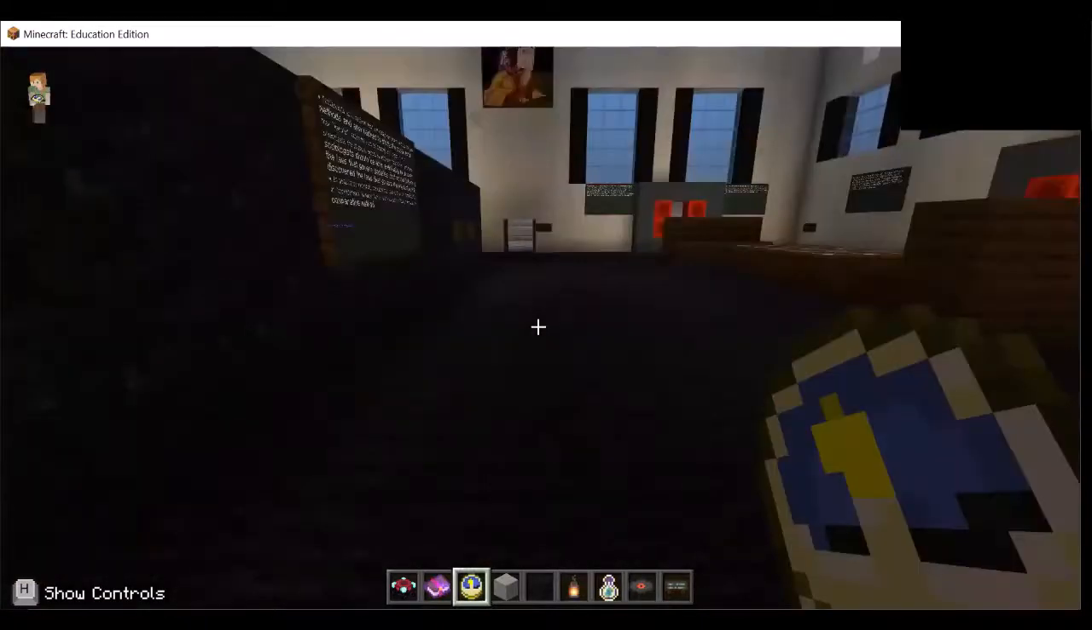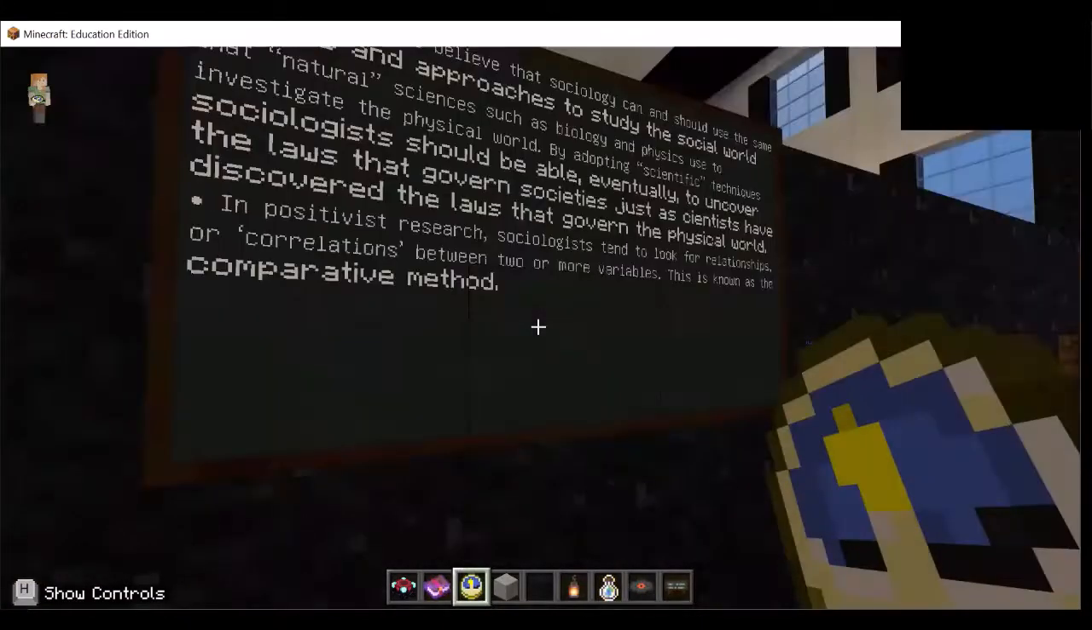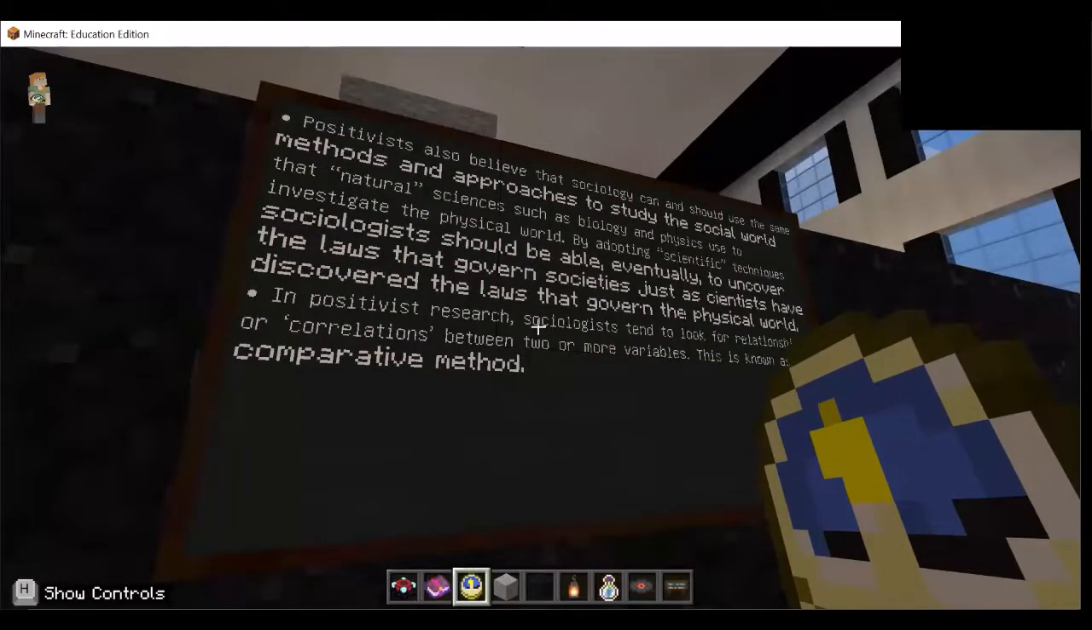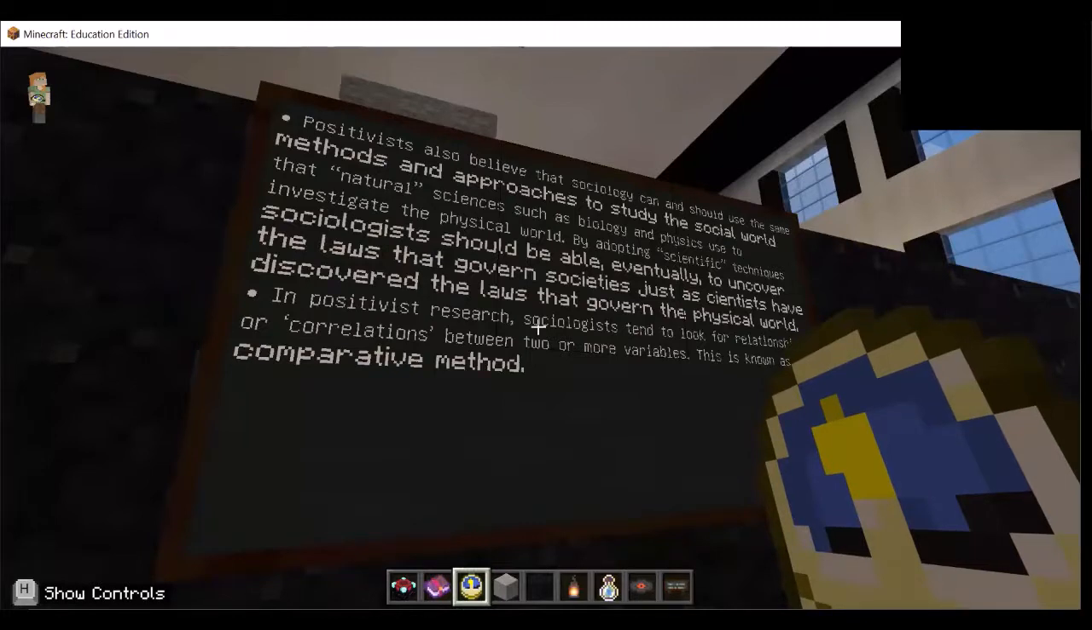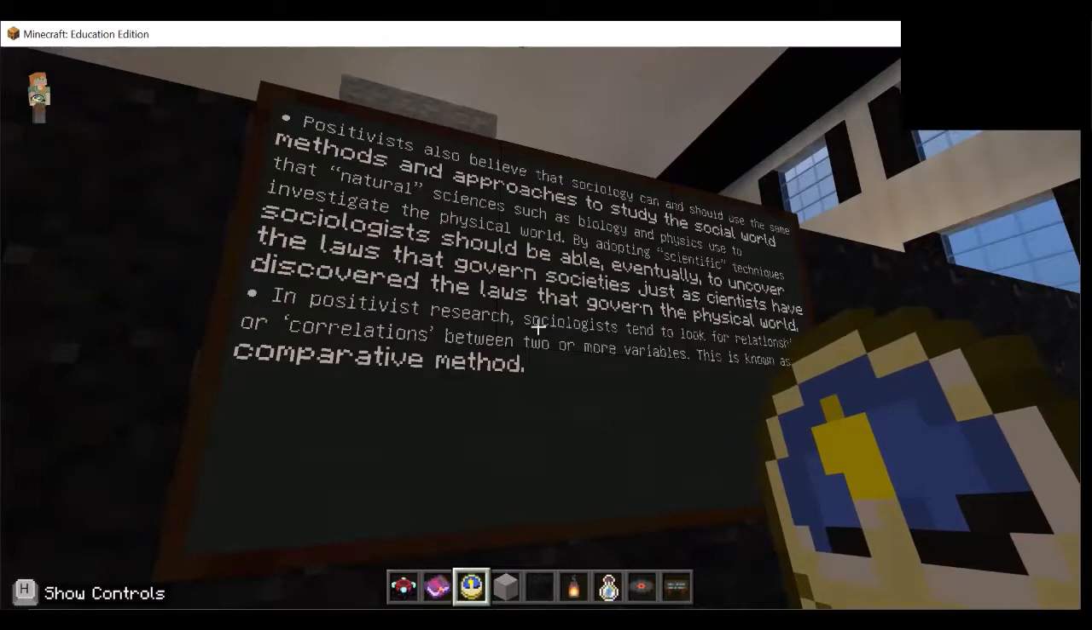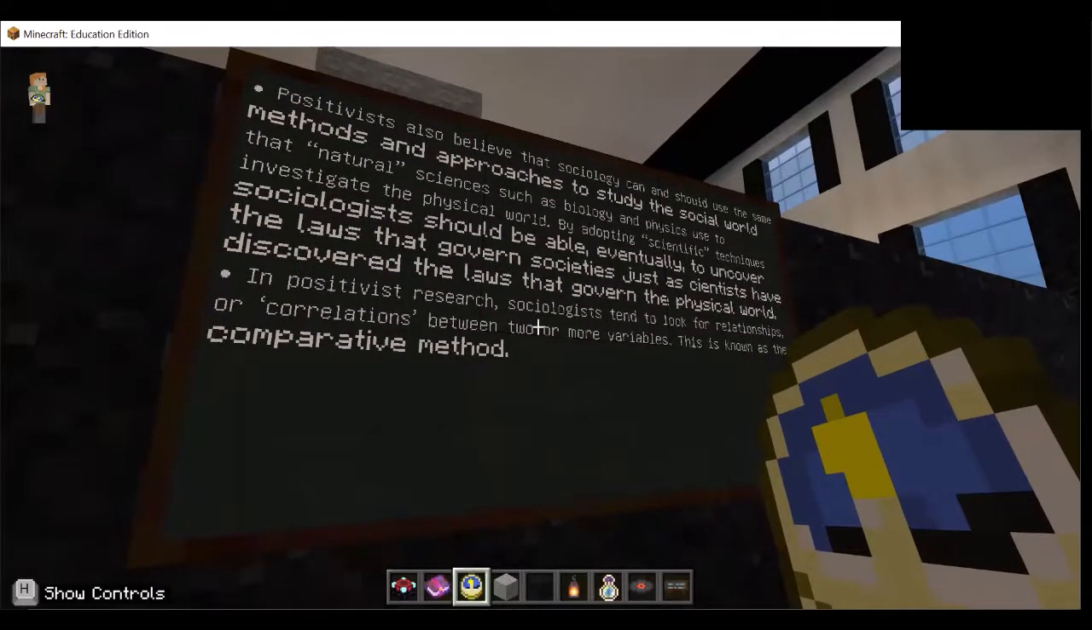I see that there's another poster here that continues to teach us about positivism. Positivists also believe that sociology can and should use the same methods and approaches to study the social world that natural sciences such as biology and physics use to investigate the physical world. By adopting scientific techniques, sociologists should be able eventually to uncover the laws that govern societies, such as scientists have discovered the laws that govern the physical world. In positivist research, sociologists tend to look for relationships or correlations between two or more variables. This is known as the comparative method.